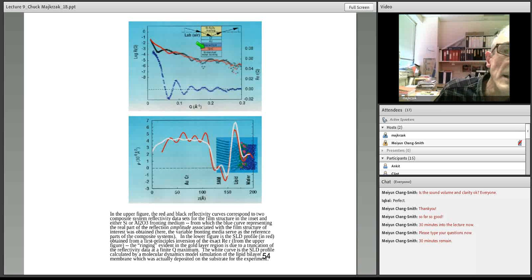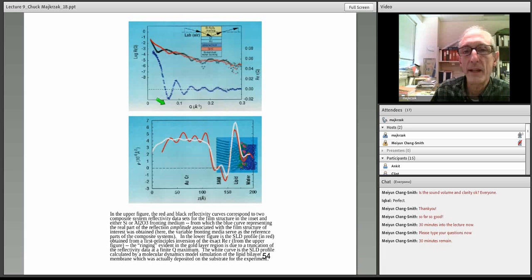Here is a system: an alkane film on a lipid, next to an aqueous reservoir, on a gold surface, where we changed the substrate from silicon to sapphire. We repeated the experiment twice; in this case only two composite system reflectivities were necessary, and from that we extracted exactly, at each Q point, the reflection amplitude. And this was inverted and gave us this profile shown in red.